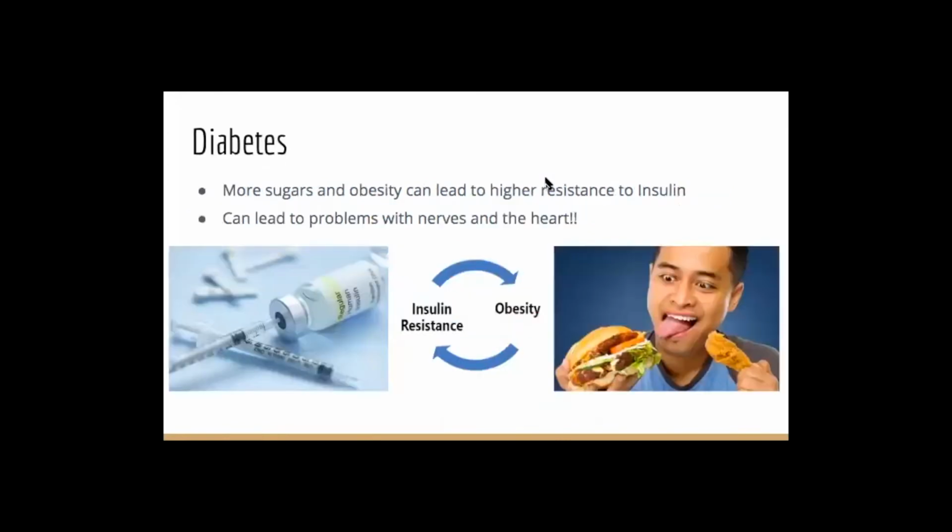Now we're going to talk a little bit about diabetes because it's also related to unhealthy eating. Eating lots of sugars and being overweight and obese can lead to higher insulin resistance in your body, which then leads to diabetes and can cause problems with your nerves and the heart.